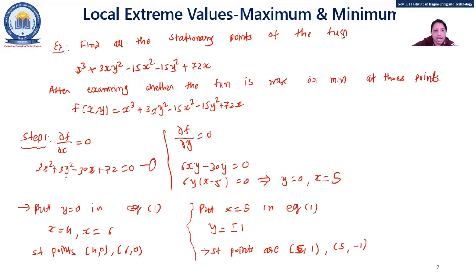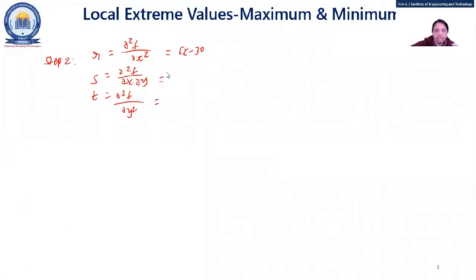Yes, R is correct one. Now write down for the S. It is 6y. Yeah, correct one. 6y. Okay, if any doubt, just raise your hand in between. Right, 6y. Then T equal to again 6x minus 30. 6x minus 30. Right, now step 3.